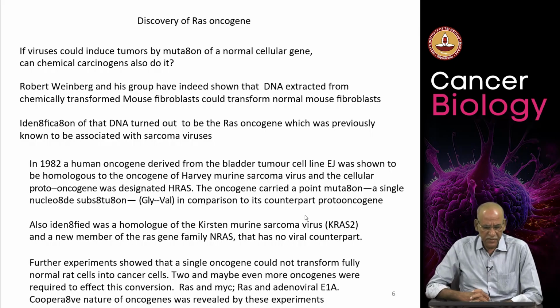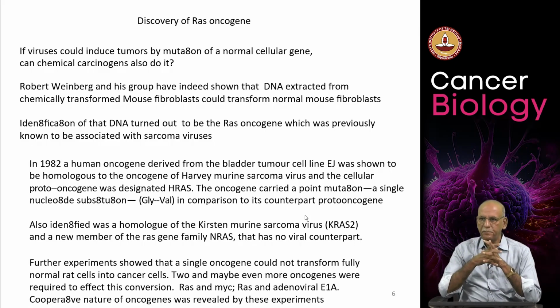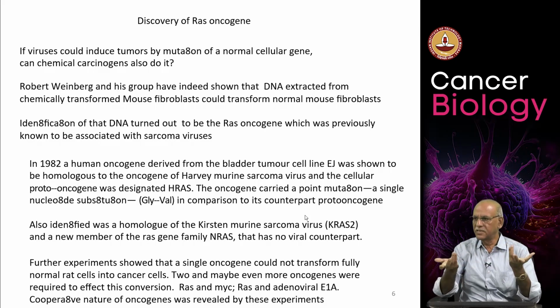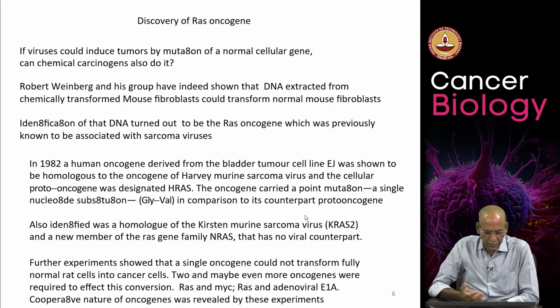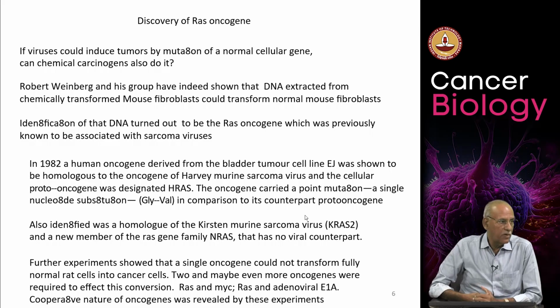The identification of that DNA turned out to be the RAS oncogene. Later on, when they sequenced that gene, initially they had used, I think, ethyl nitrosourea, injected it into the fetus, and then they found certain tumors. When they extracted the DNA from those tumors and sequenced the gene, they found it is nothing but the RAS oncogene. This is how the RAS oncogene, previously associated with sarcoma viruses, was identified.